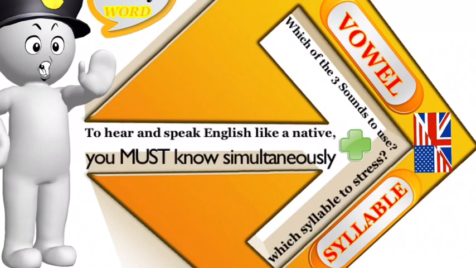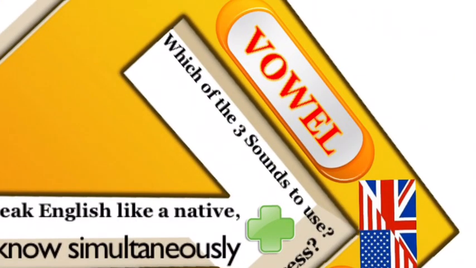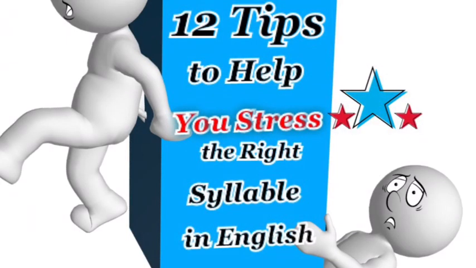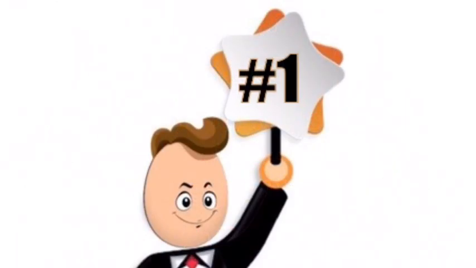So to hear and speak English like a native, you must know simultaneously, for each non-silent vowel, which of the 3 vowel sounds to use: the schwa, the short, or the long vowel sound. And for each syllable, you have to know which one to stress, the first, the second, or the third. And do that for every word. Here we go, 12 tips to help you stress the right syllable in English. Tip number 1.